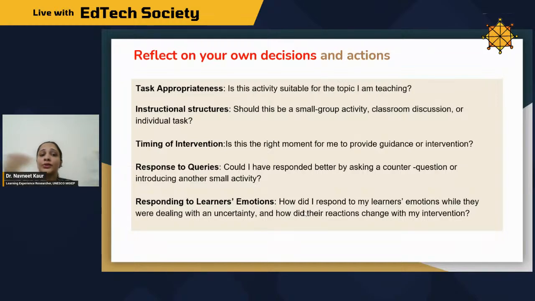So when you reflect on your own decisions and actions, it will help you to guide what actions you as a teacher need to take to help learners manage uncertainties productively in a classroom.